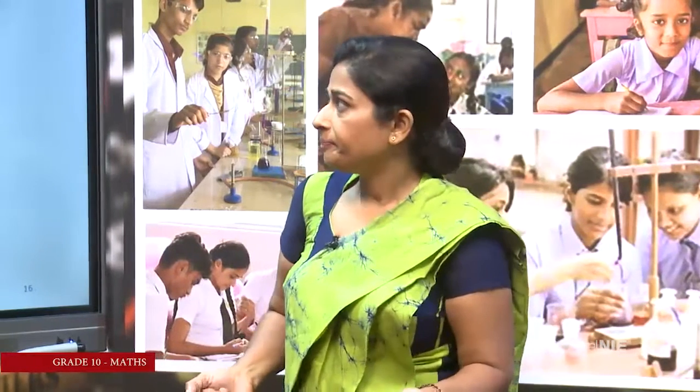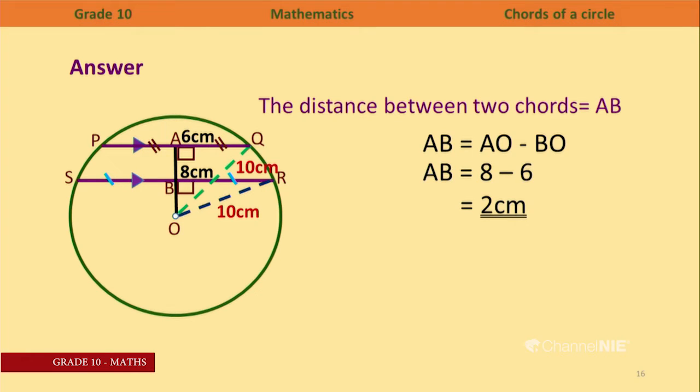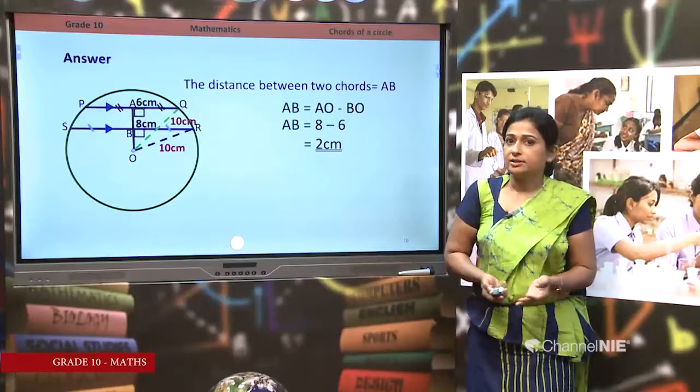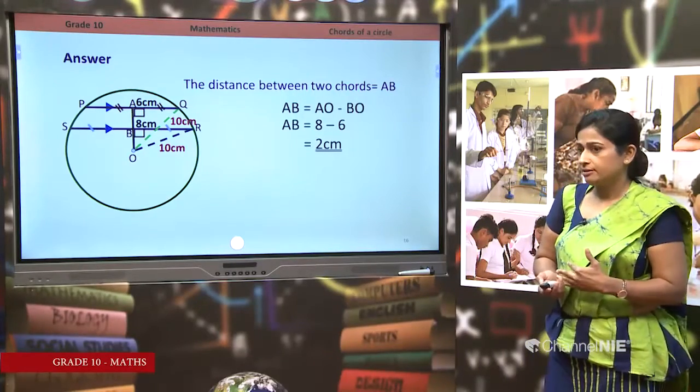Here, the distance between two chords is AB, and AB equals OA minus BO, or AO minus BO. We know AO is 8, BO is 6. So, the distance between the two chords is 2 cm. AB, the distance between two parallel chords, is 2 cm. That is very easy. Here also we have applied the converse of the theorem.